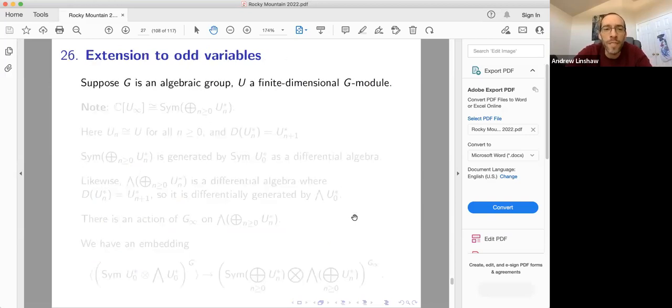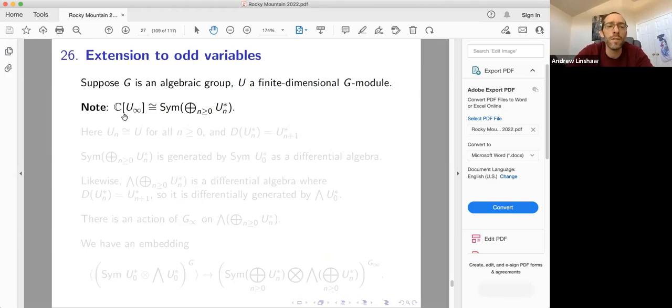And so this is typically difficult, but there is a setting where one can do it. Okay, so the general setup, this actually is not as general as what we can do, but it's enough for the purposes of today's talk. So G will be an algebraic group, U will be some finite dimensional G module.